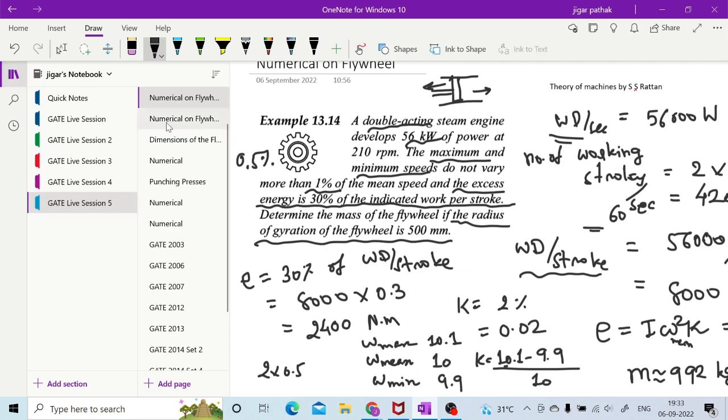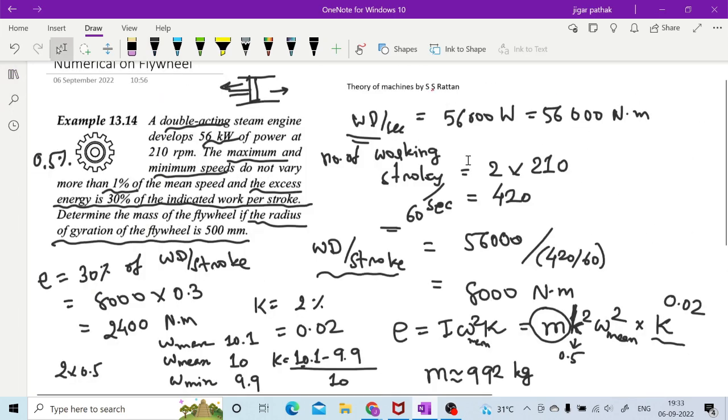Sir, will you please explain once again the upper solution of this question? Work done per second, number of working strokes. So work done per second is given here, right? Power is nothing but work done per second, 56,000 watt, whatever is there, that is work done per second, right? Power is the rate of work done, right? Yes or no?